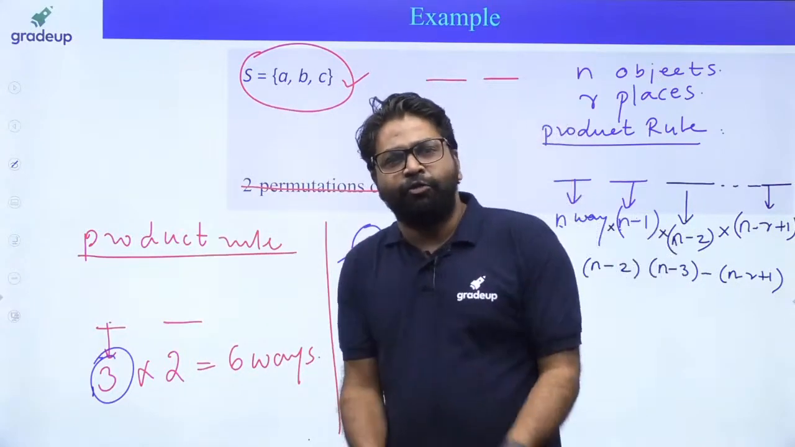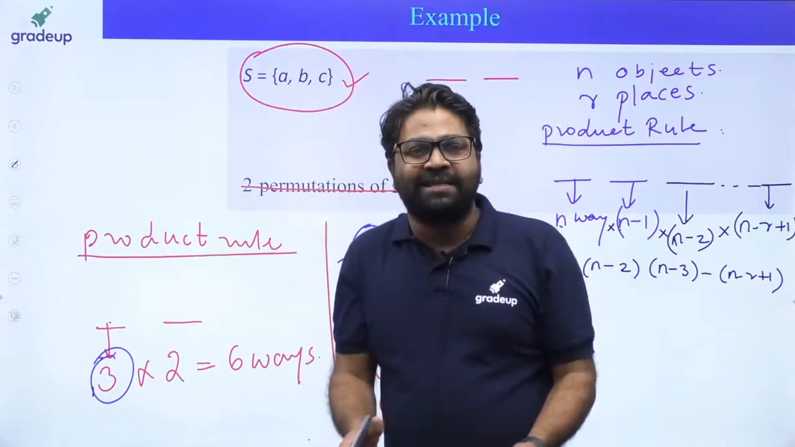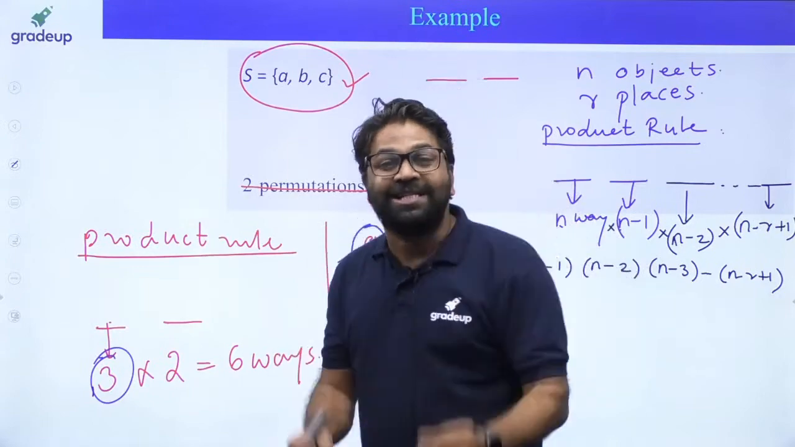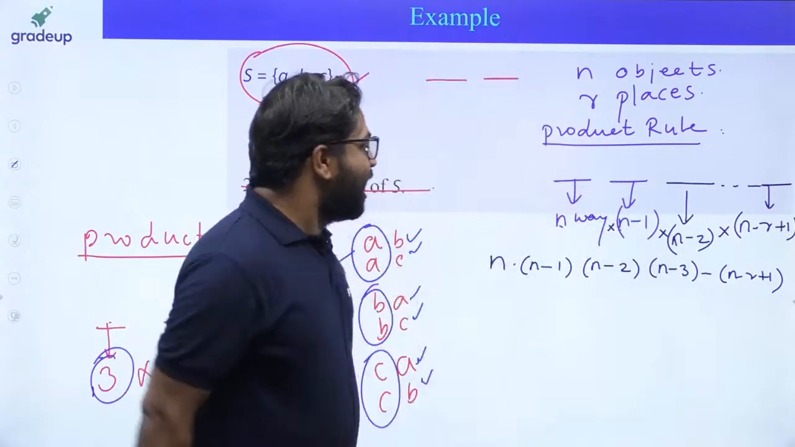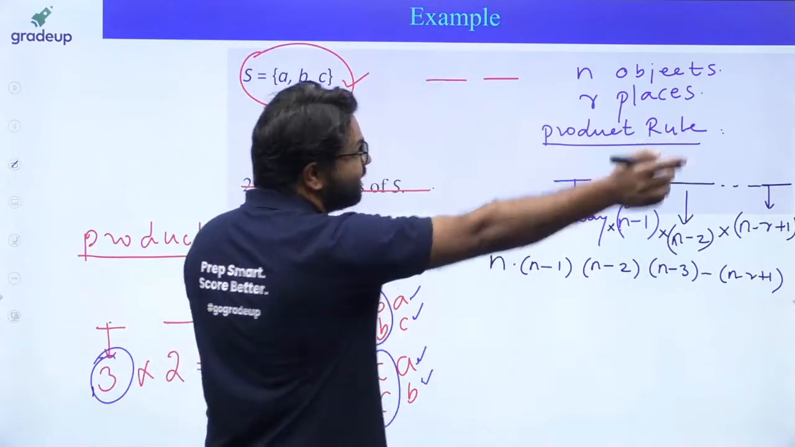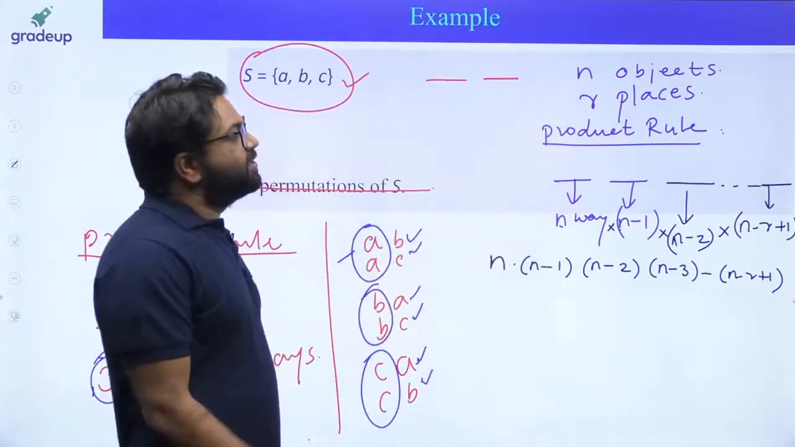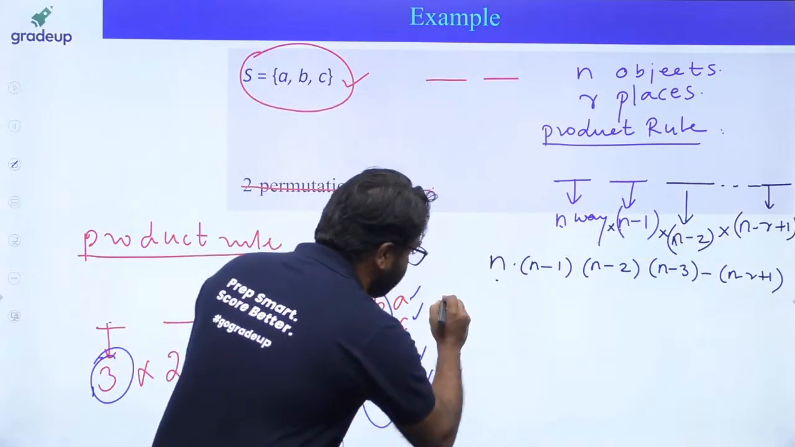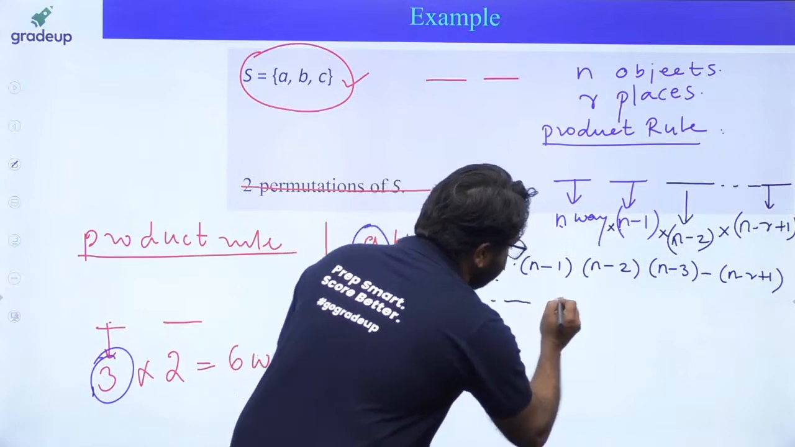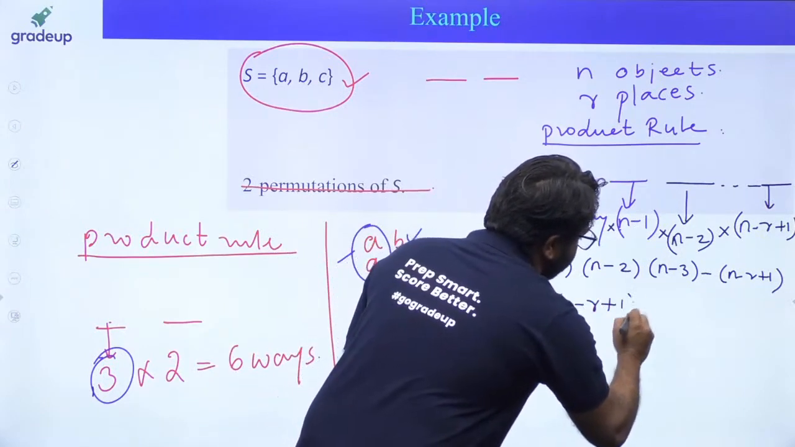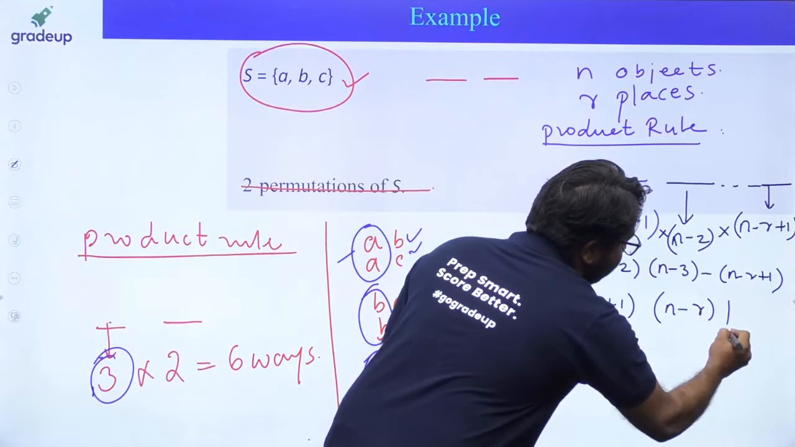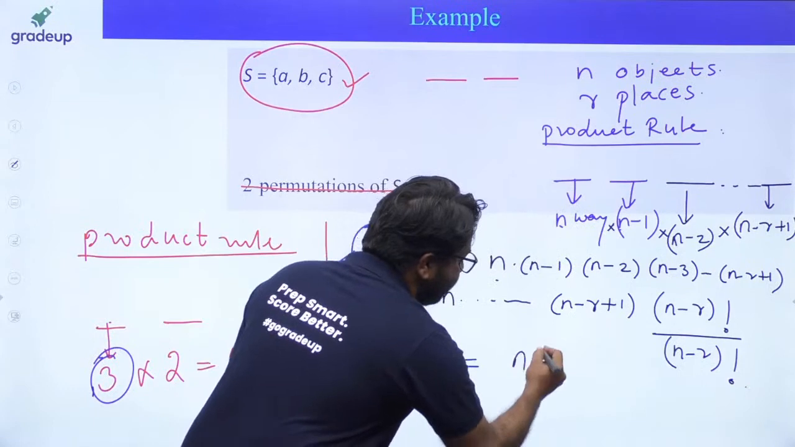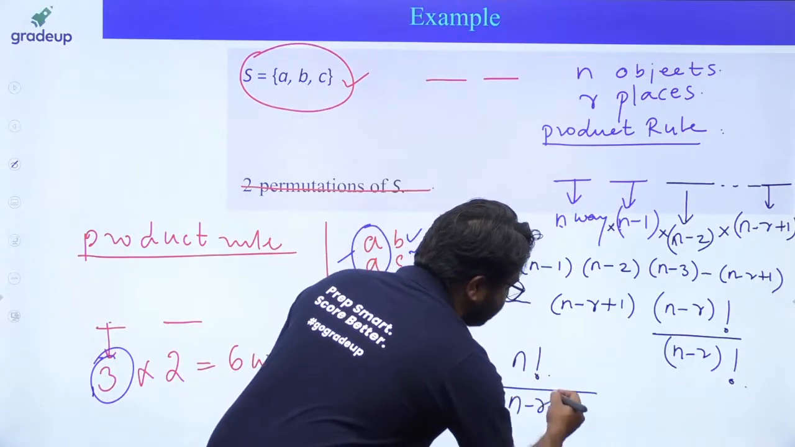Every time I have given a product rule and every time people keep on asking this, that. So that mathematician thought, let's give a general version of that. And what is that general version? Suppose you have n objects and you have to arrange them at r places, so n into n minus 1, n minus 2, dot dot dot, up to n minus r plus 1. Now multiply and divide with n minus r factorial. So what you get is basically n factorial divided by n minus r factorial.